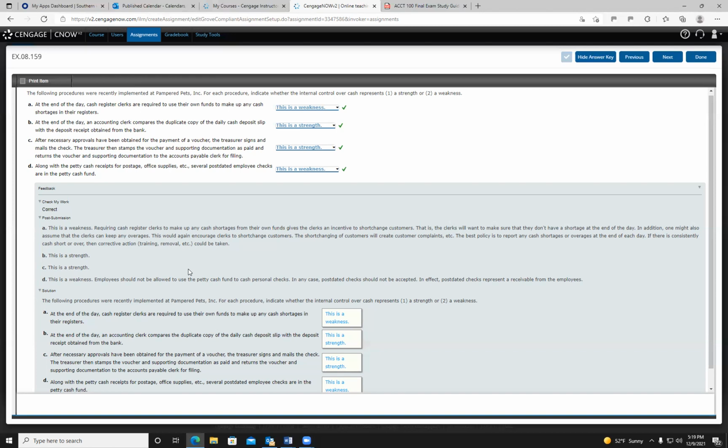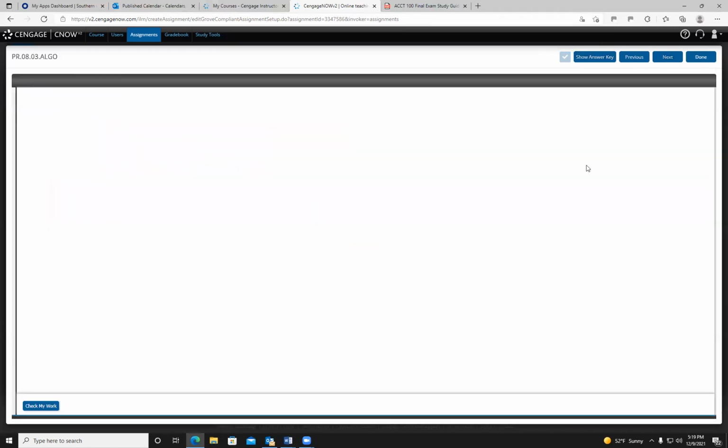D, along with the petty cash receipts for postage, office supplies, etc., several post-dated employees' checks are in the petty cash fund. All right, this is definitely a weakness. Employees should not be allowed to use the petty cash fund to cash personal checks ever. In any case, post-dated checks should not be accepted. Post-dated checks represent a receivable from the employees. Okay. All right, so let's move on to the next one.